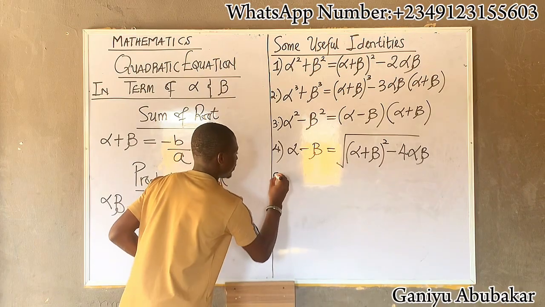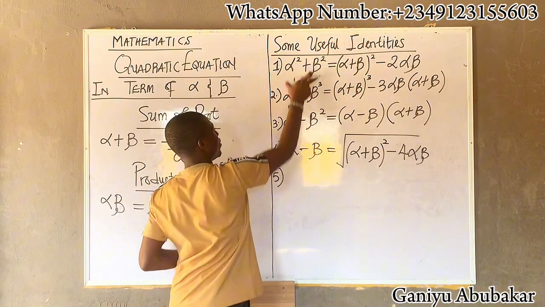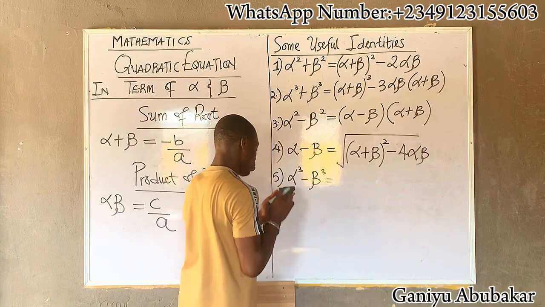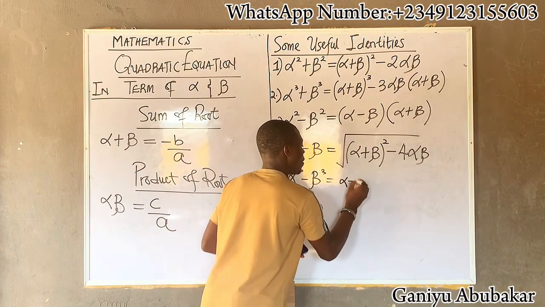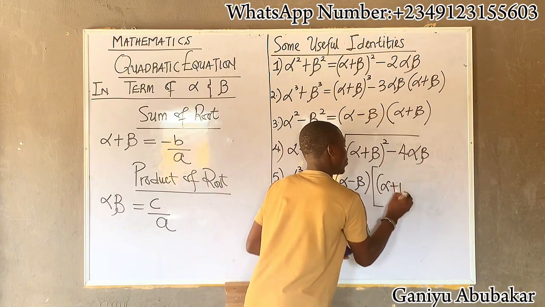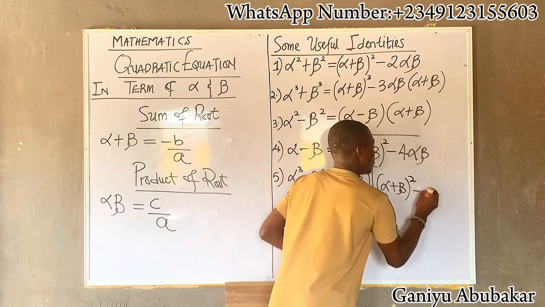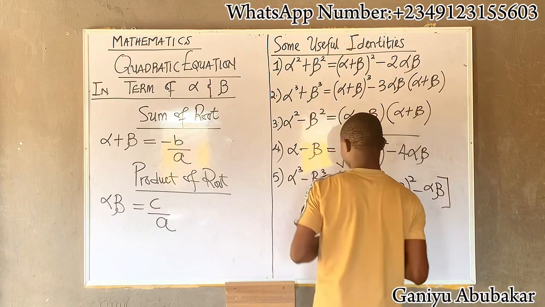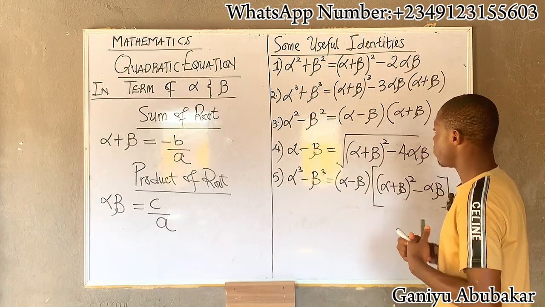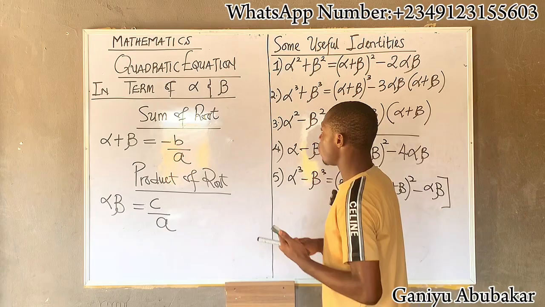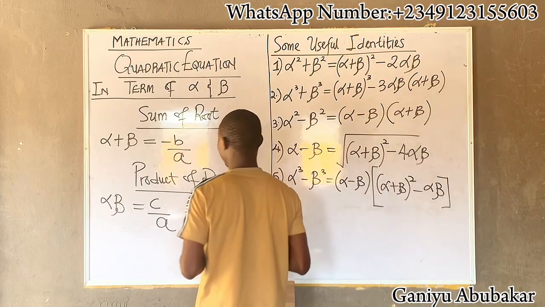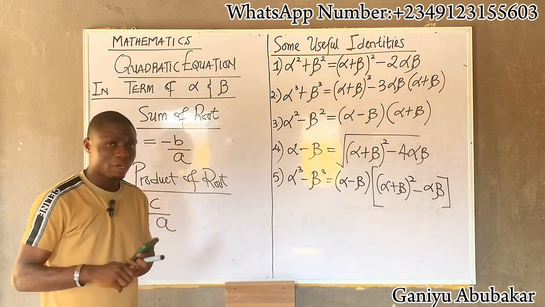And finally, number 5. Let's say I have alpha cube minus beta cube. This is equal to alpha minus beta, right, into alpha plus beta all squared minus alpha beta. So I have this fifth equation. Correct, 1, 2, 3, 4, 5. So I have 5 important identities to note when it comes to quadratic equation in terms of alpha and beta concept. So note these identities, we use them in our solving.